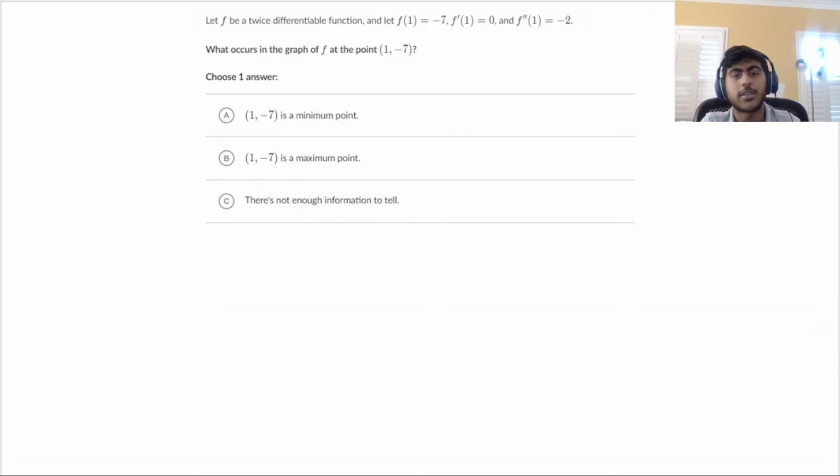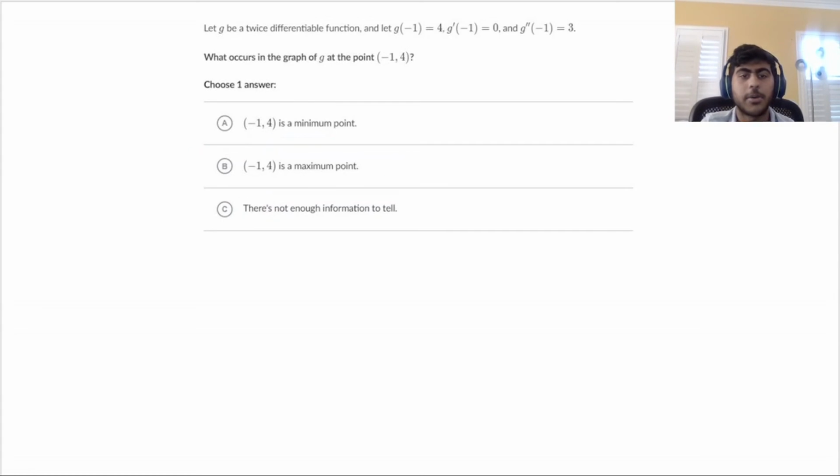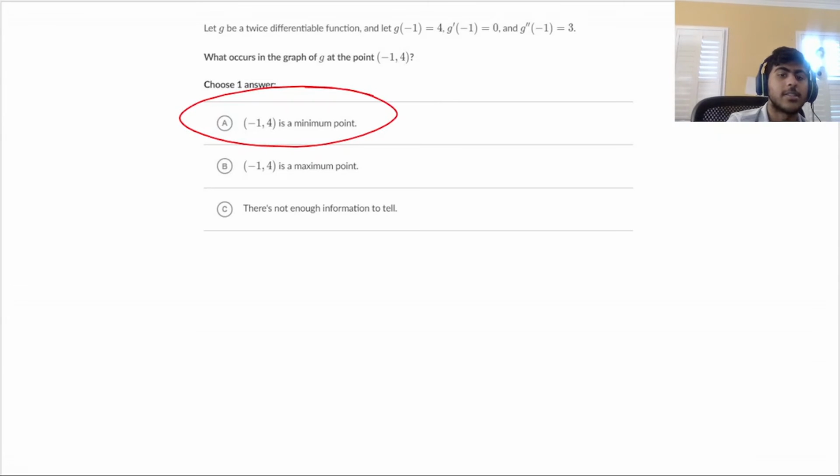Right, let's look at this question. First derivative is 0, no surprise. Second derivative is negative. That means that the point must be a maximum point. Keep going. We know that the first derivative is 0, the second derivative is positive, so we're going to end up with a minimum point, and that is it for these questions on the second derivative test.